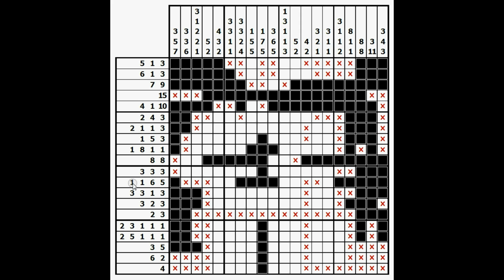And I also know I have to have 1, 1, 5, 1, 1, 6. One of these two has to be a 1. Well, it can't be that one. It's got to be this one. And then this has to be a 6. 1, 1, 6, 5. X. There we go.